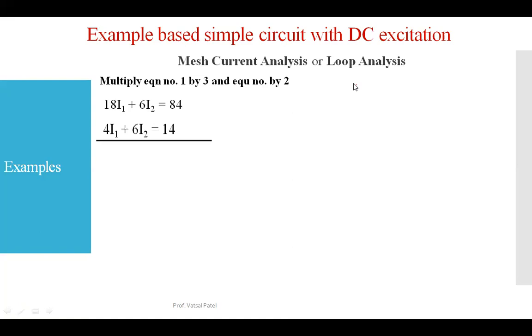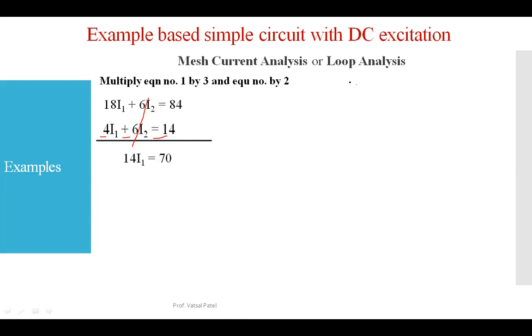So now if you're subtracting equation number 1 and equation number 2, can we say that the 6i2 will be cancelled out here? If you're subtracting this component, now 18i1 minus 4i1, so it is 14i1 is equal to 84 minus 14, so it is 70. So I1 is equal to 5 ampere.